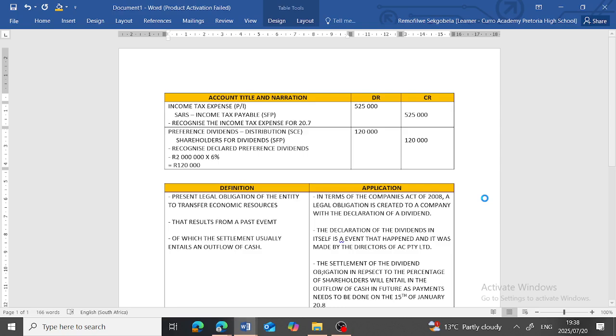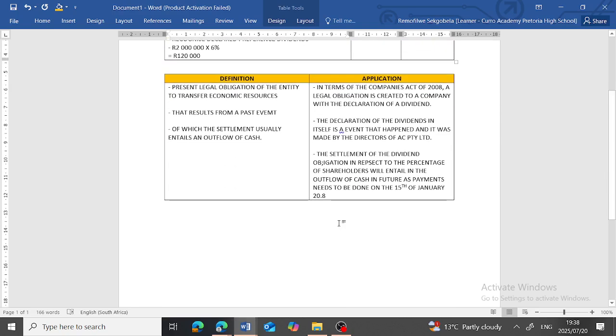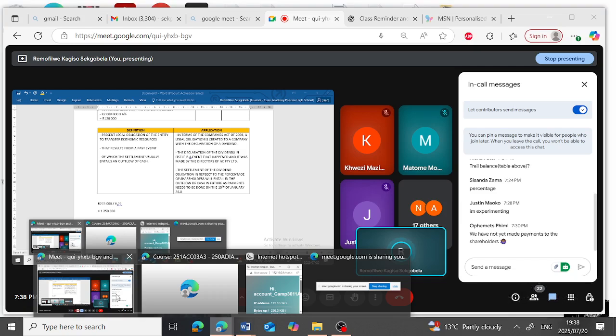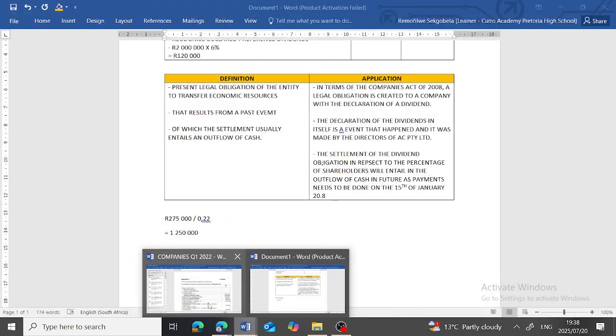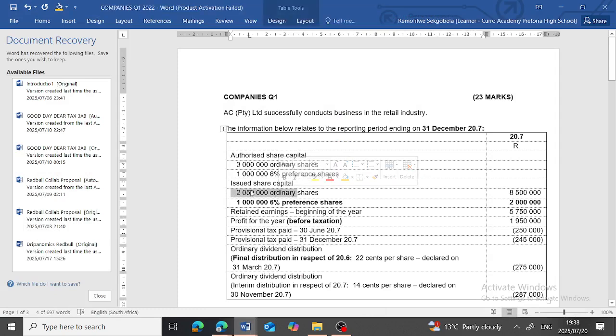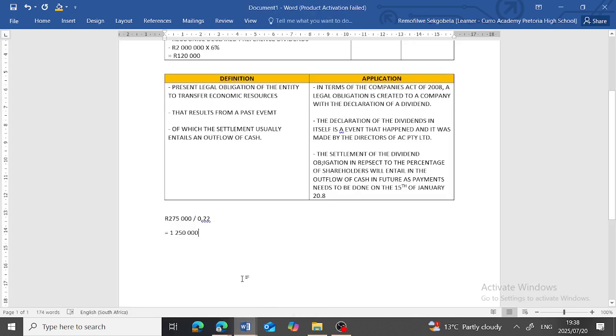What do I mean by this, ladies and gentlemen? So we are going to come here and state 275,000 Rand divided by 0.22. This is going to give us a figure of 1,250,000 shares. So if we have this, what else do we have? There's another piece of information given. We know that at the end of the year we have 2,050,000 shares.